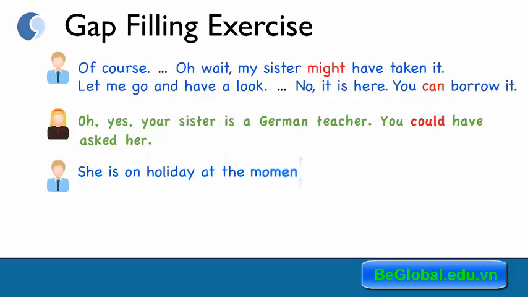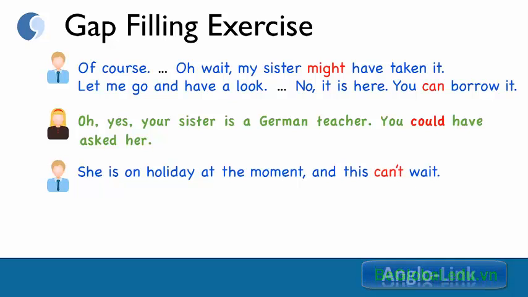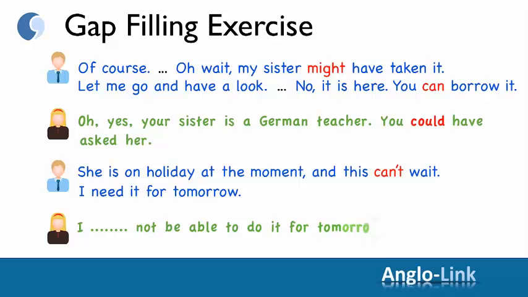She's on holiday at the moment, and this, wait. This can't wait. I need it for tomorrow. I not be able to do it for tomorrow. I might not be able to do it for tomorrow. But I do it for Wednesday. But I can do it for Wednesday.